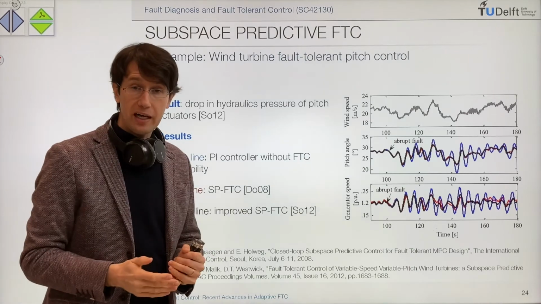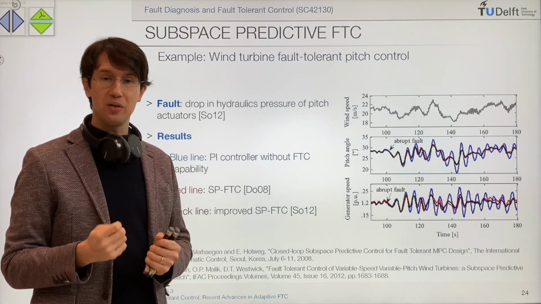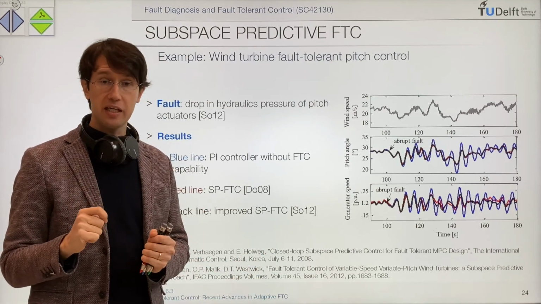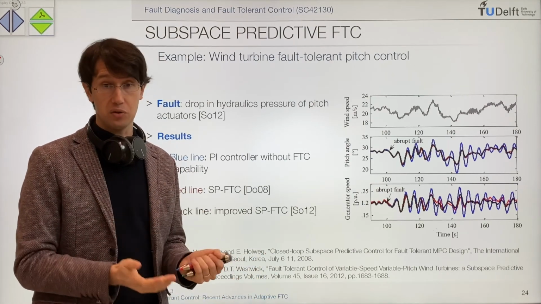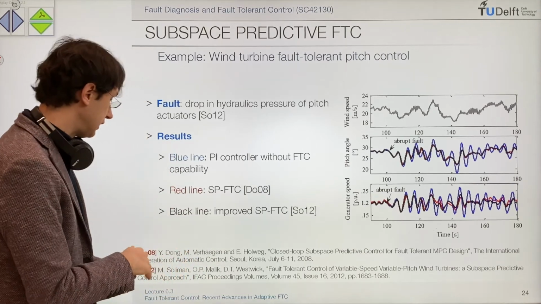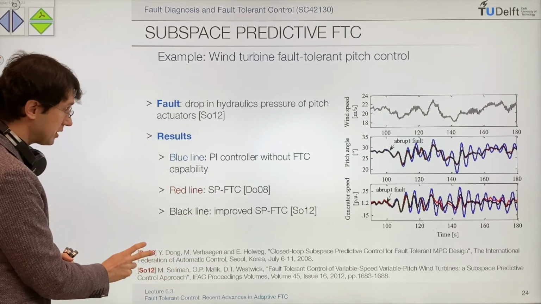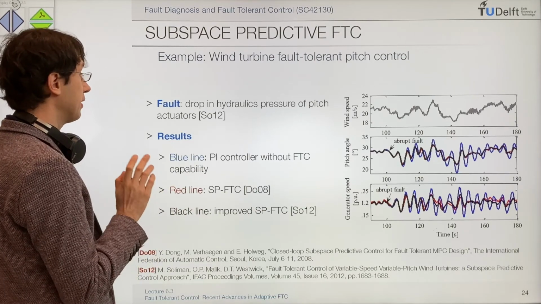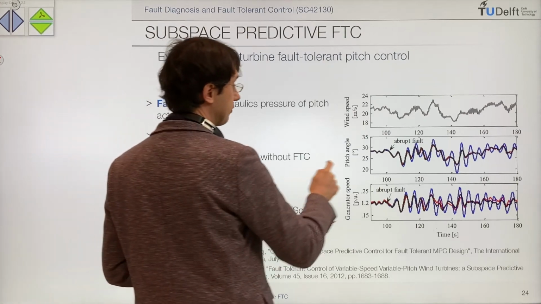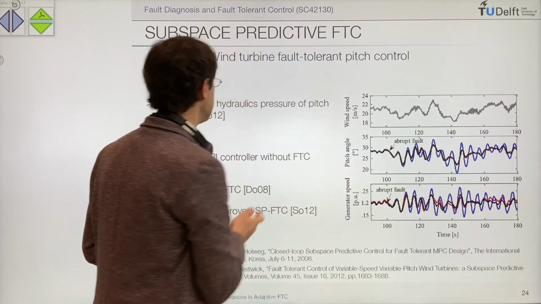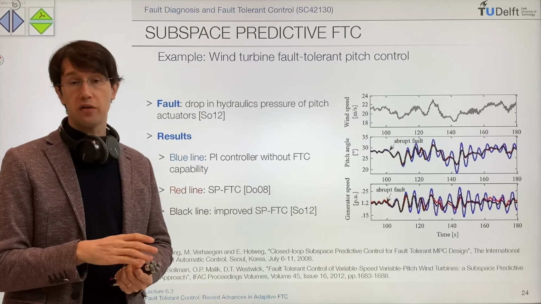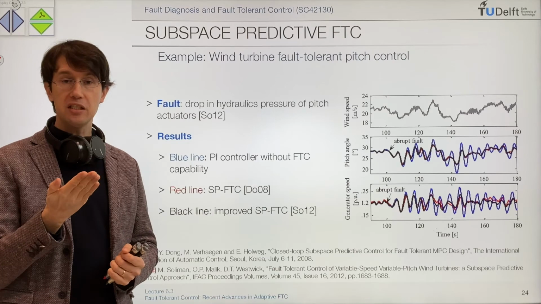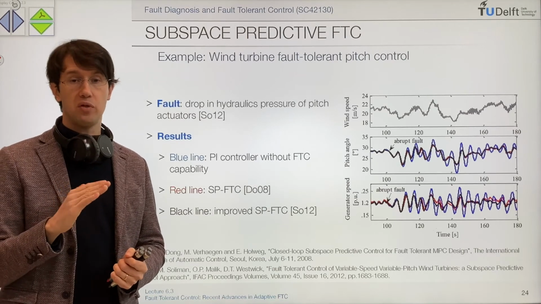So in order to apply that, you need to get data from the wind turbine and run the subspace identification step, and then the model predictive or another control step. So we're not presenting the details here. You can look at these two papers, but we are just showing some results where we have a fault, an abrupt fault happening here, and that's a drop in the hydraulic pressure of the pitch actuators. So you are no longer able to change the pitch angles of the blades as you want to.